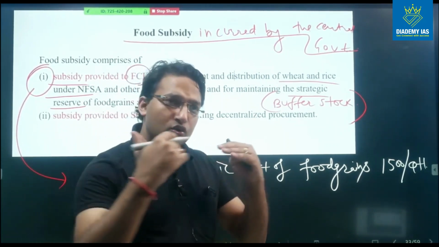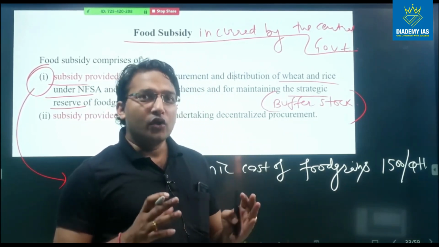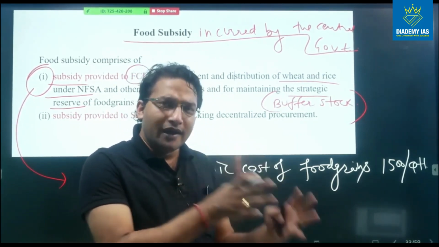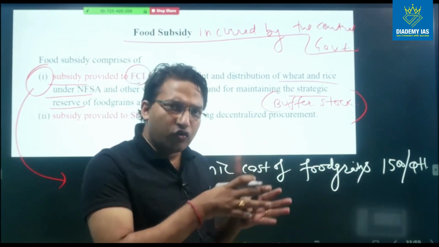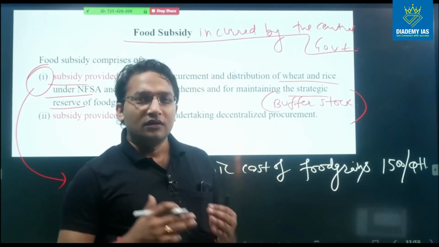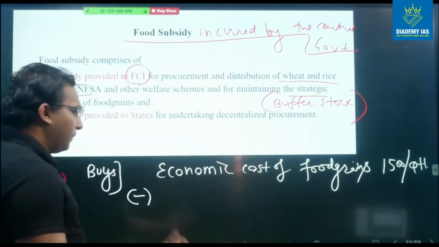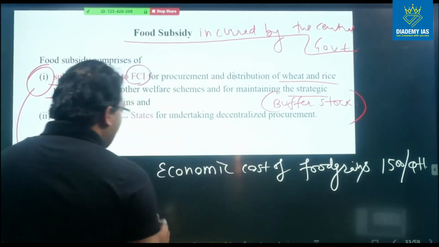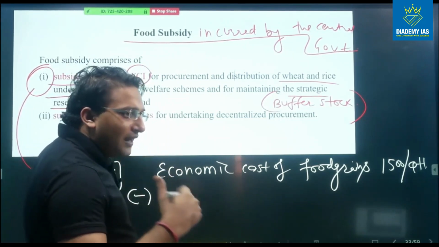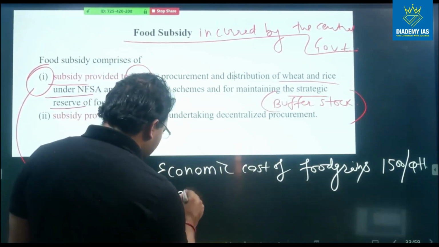FCI is selling it to the state government at a low price. Why? Because the central government promises some food grain to the state government, so that those food grain can be distributed as part of the different food security schemes, like under the National Food Security Act, under the Public Distribution System, PDS, right? So the price at which the food grains are sent by the FCI to the state, that is called central issue price.